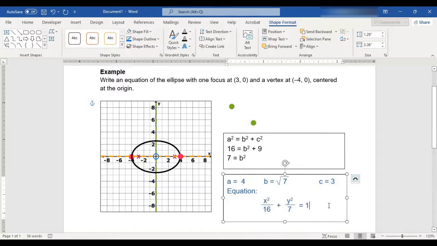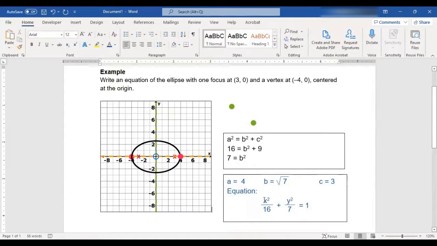Now, if you prefer, you could write 4 squared and root 7 squared in your denominators, and you could write x minus 0 and y minus 0. That would totally be fine as well. This is just the most concise way of writing this equation. I'll also point out, notice that c does not factor into the equation at all, so we don't see it in the equation, but it is there in secret because we needed it in order to find b. So don't discount c just because it doesn't show up in the form of the equation. We still need it because it helps us find the other component.